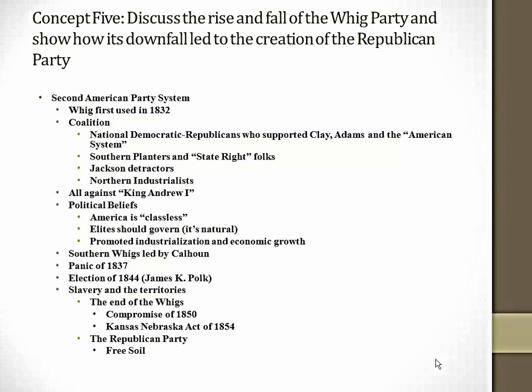The controversies that revolved around Andrew Jackson stimulated the formation of the Second American Party system. The term Whig was first introduced in 1832 by the anti-tariff leaders of South Carolina. But it soon came to be applied to all elements that found themselves opposed to the Jacksonian Democratic Party.